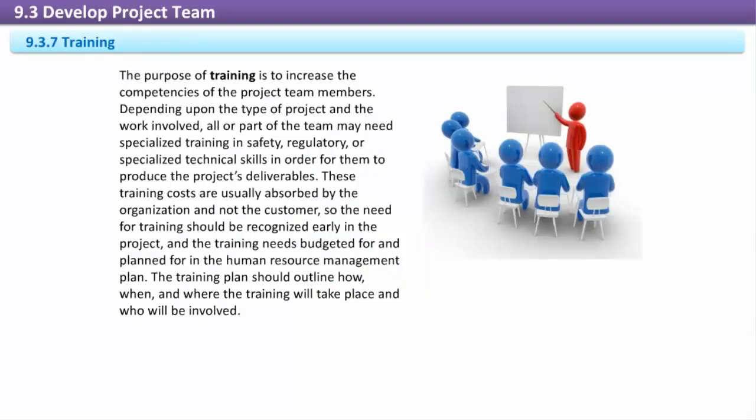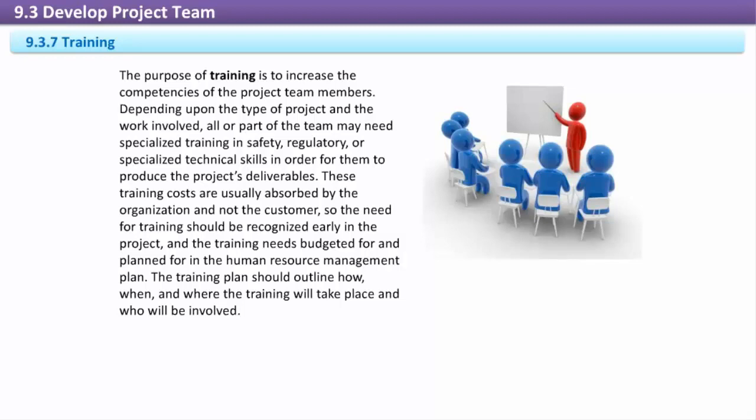Training. The purpose of training is to increase the competencies of the project team members. Depending upon the type of project and the work involved, all or part of the team may need specialized training in safety, regulatory, or specialized technical skills in order for them to produce the project deliverables. These training costs are usually absorbed by the organization and not the customer, so the need for training should be recognized early in the project, and the training needs budgeted for and planned for in the Human Resource Management Plan.